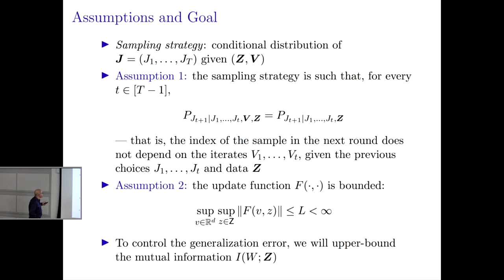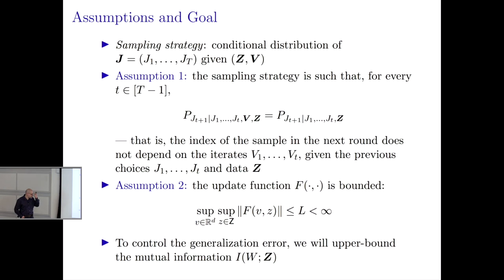And the joint distribution of J, the data, and the iterates is going to be called the... the conditional distribution of J given Z and V is going to be called the sampling strategy. So the first assumption we're going to make is that at each iteration, the index of the next example you're going to draw, given the indices of the previous examples and the iterates and the data, so when you decide which example to query next, you don't look at the iterates. You only look at which examples you queried previously and the entire data set.